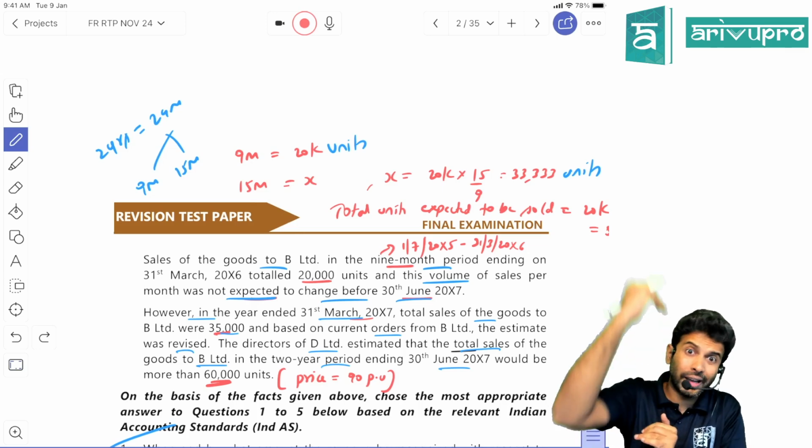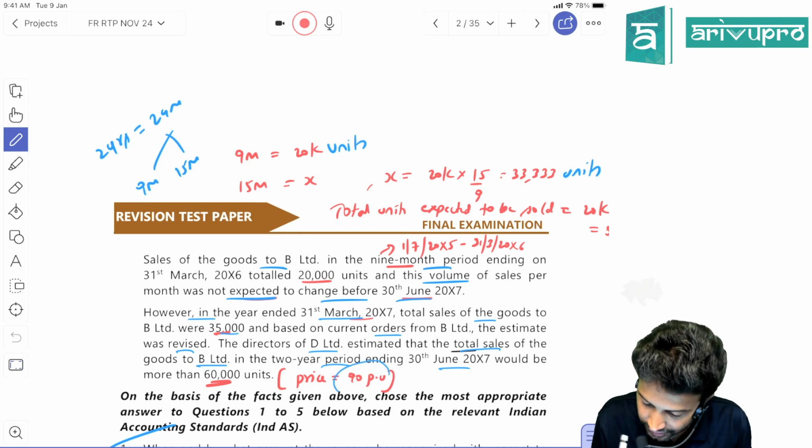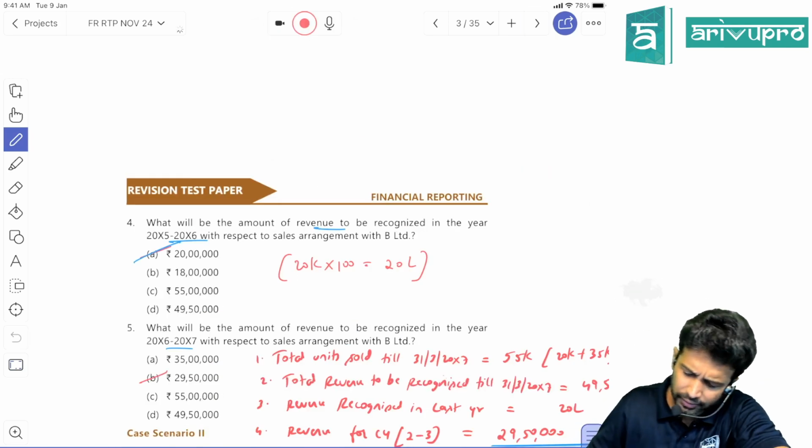If it is expected to exceed 60,000, can we take the price as 100? No. You have to retrospectively revise to how much? 90 per unit. In this case, what do you have to do? There are multiple ways you can do it. Maybe I'll show you one.